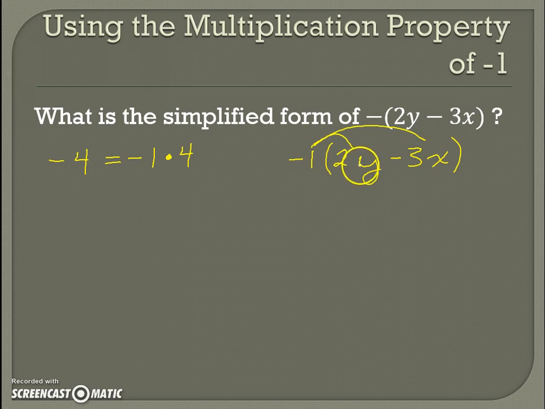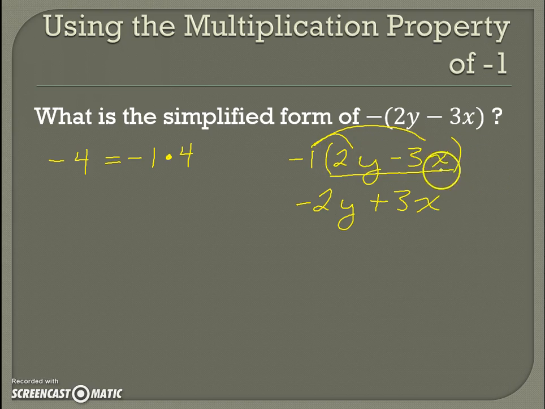So I'd have -1 times 2y, which is -2y, and I have -1 times -3x, because that minus sign goes with the 3x, and that becomes a positive. Now, if I'm comparing the expression inside these parentheses to this expression, notice the difference here. Here it's just the opposite. So anytime you have a negative in front of the parentheses, you're multiplying everything by -1.